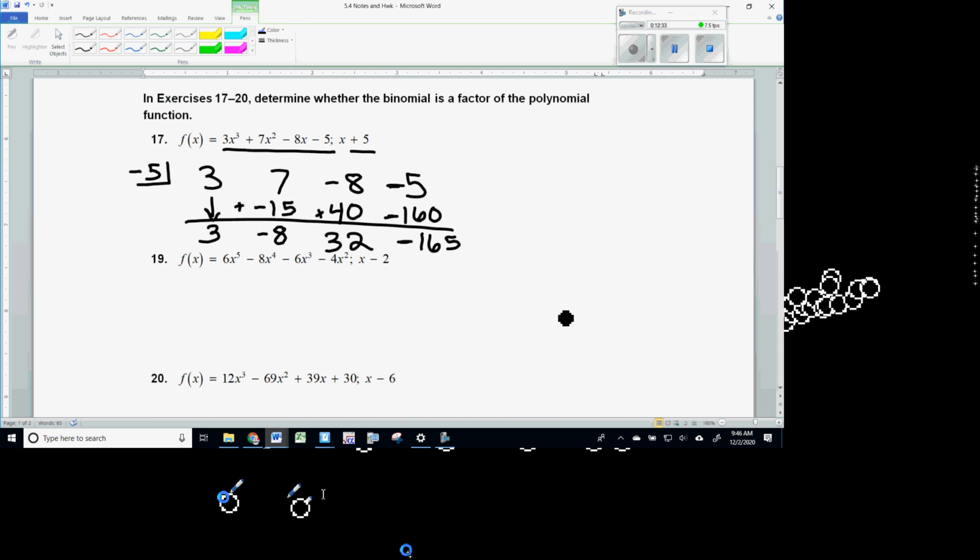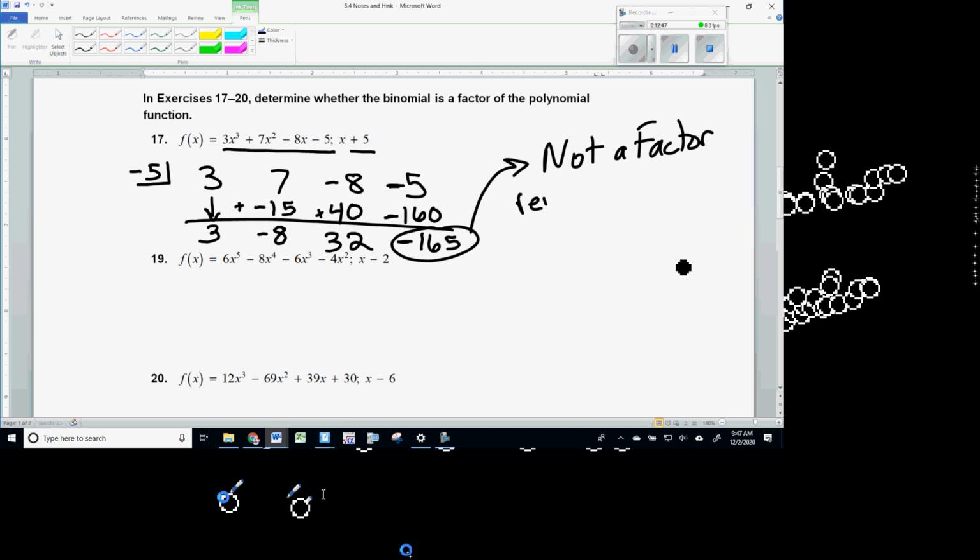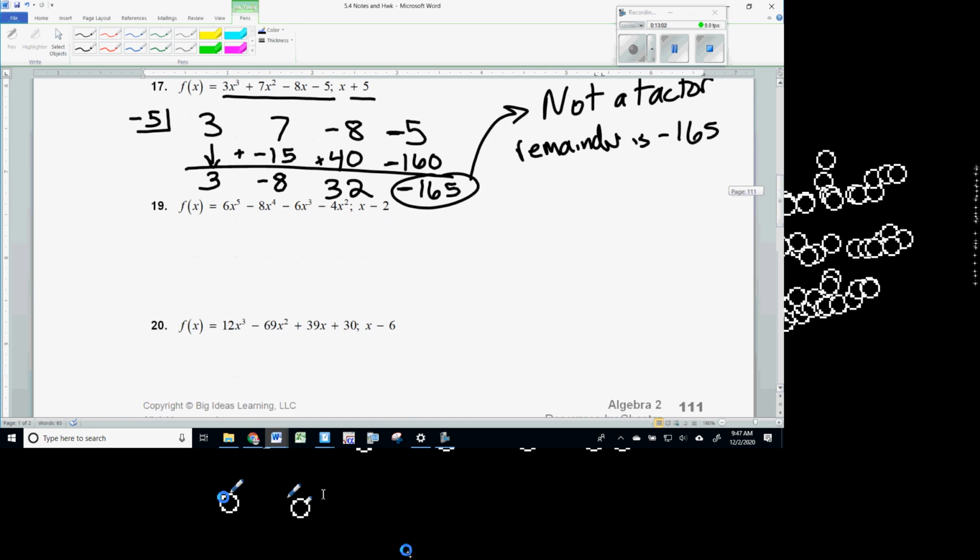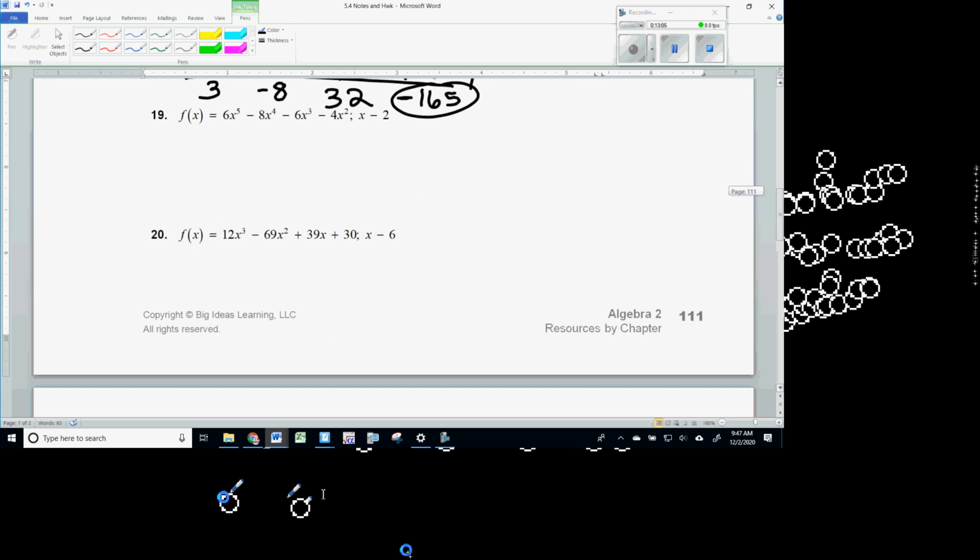So is this a factor? No. So our remainder, it is not a factor. The remainder is negative 165. In order to be a factor, your remainder has to be 0. Okay. All right. If you need a calculator, that's fine.